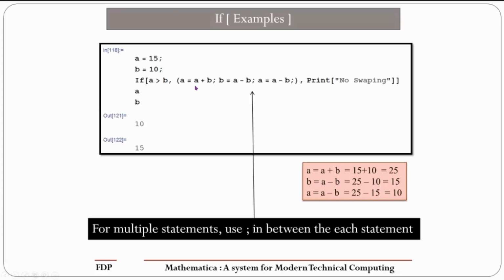If you have two variables a and b, then the code is a plus b, then a minus b, then a minus b, and on the left side a, b, a, like this. So these three statements will be executed for your swapping work. If it is false, then it will go to no swapping, and your answer will be no swapping here. So for multiple statements, use a semicolon between each statement. Okay, I have written this also.